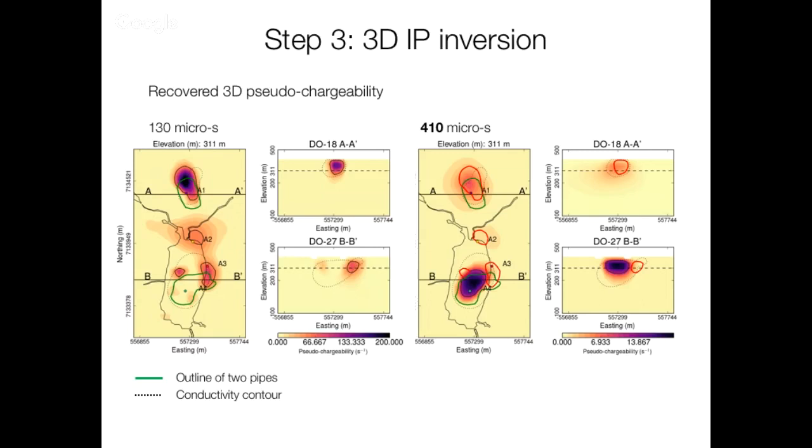If I look at 410 microseconds, I see quite a different story. At the top, through DO18, it's just decreased in amplitude, and through DO20, what used to be the dominant feature is now decaying, and you see this really large chargeability here. So definitely the chargeabilities are time-dependent; there are different rock units coming up with different time constants.